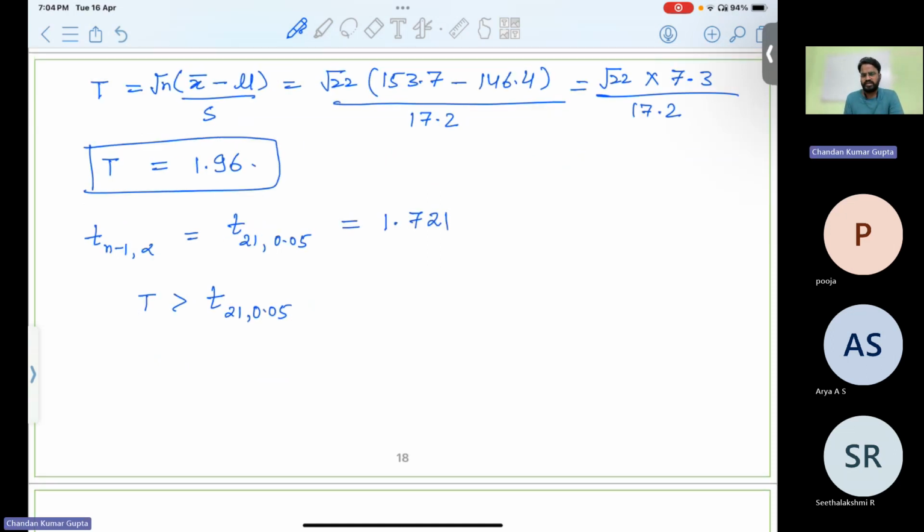So that means, again, we reject the null hypothesis. So we conclude we reject H naught.